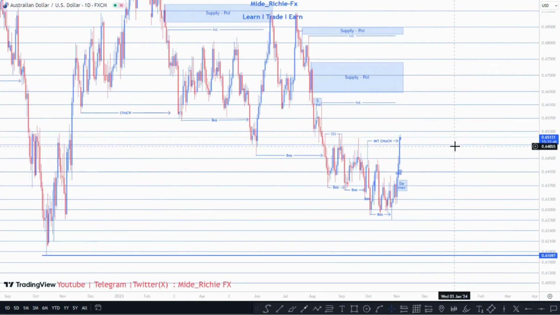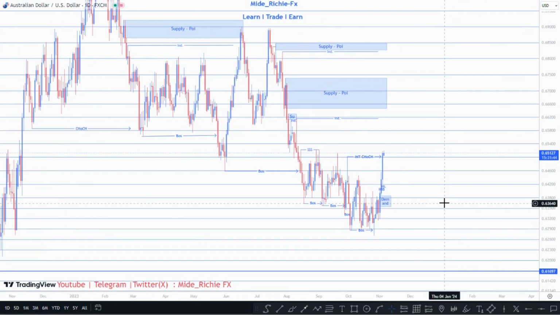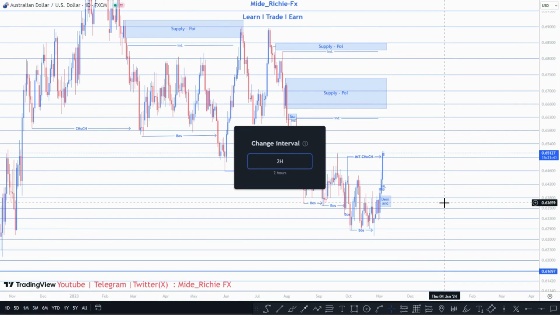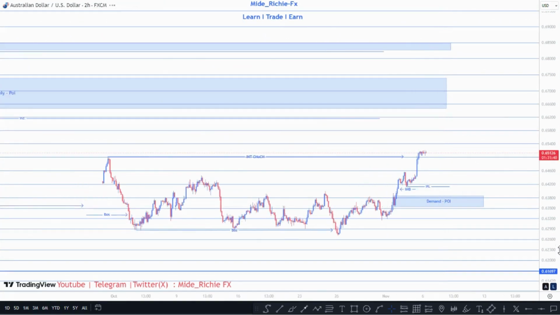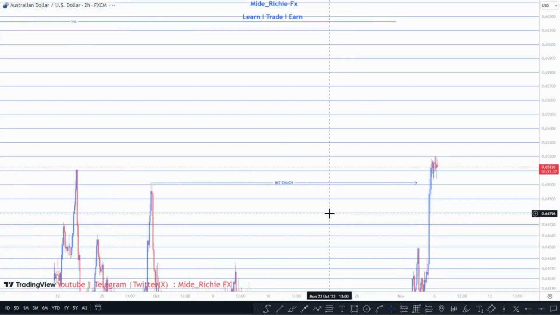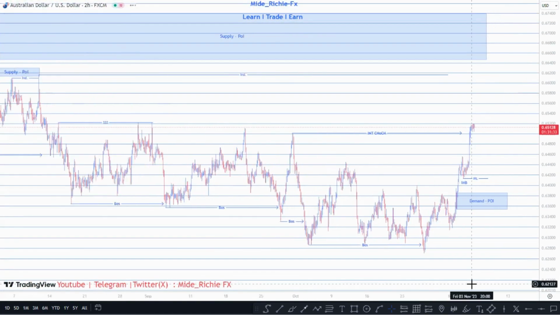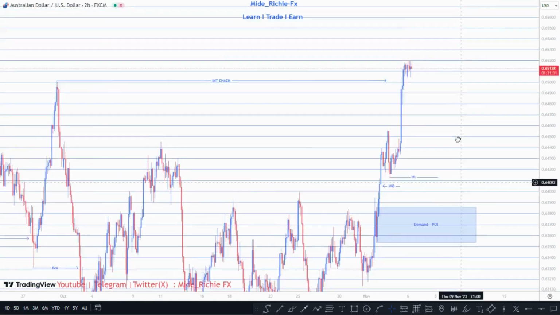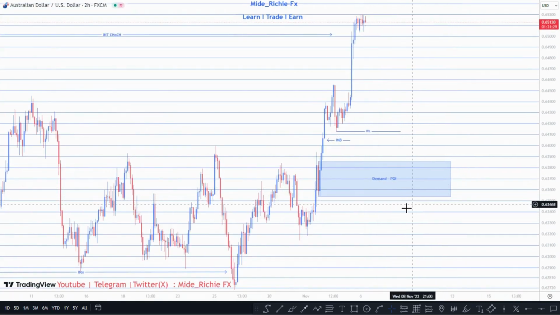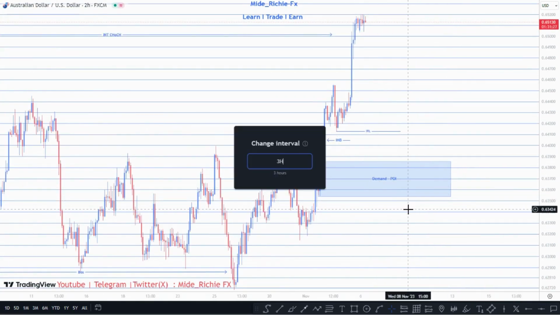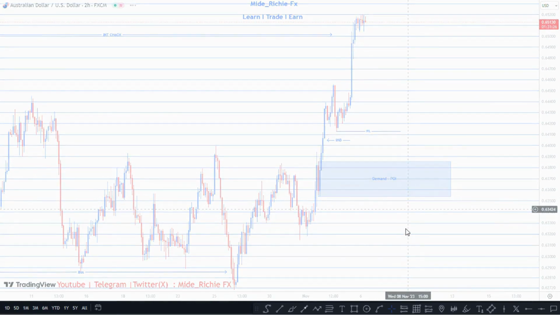Sorry, guys. So yeah, now that we have a very nice internal structural change, there's actually an internal change of character. We're anticipating more buys, right? And you can see this very clear demand zone right here where I'll be expecting nice buys from. Right, guys, and I think this demand zone is much clearer in the lower time frame. I'm sorry, the 3 hour.